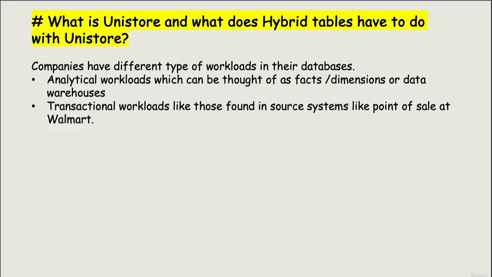With analytical workloads, we can do data warehousing with facts and dimensions. And with transactional workloads, we have Walmart-like systems, which is the sales system. Companies can use different databases for analytical workloads and different databases for transactional workloads. The reason that they use different databases is because different databases are designed differently, and some perform better for transactional workloads and some perform better for analytical workloads, and they generally do not perform well on both types of loads.